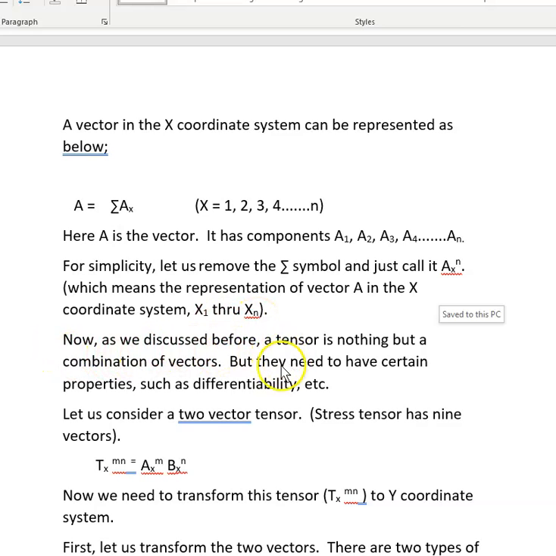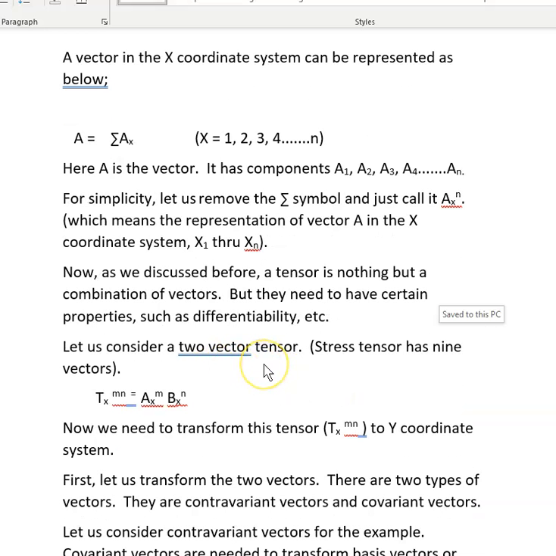Now as we discussed before, a tensor is nothing but a combination of vectors, but they need to have certain properties such as differentiability, etc. Let us consider a 2-vector tensor. As I said, the tensor is a combination of vectors. So a very simple one is 2 vectors. Now these 2 vectors axn and bxn could be dot product, cross product, outer product, inner product, whatever. And that would create a tensor. Now if it's the dot product, this tensor would be a scalar. And if it's a cross product, then that would be a vector.